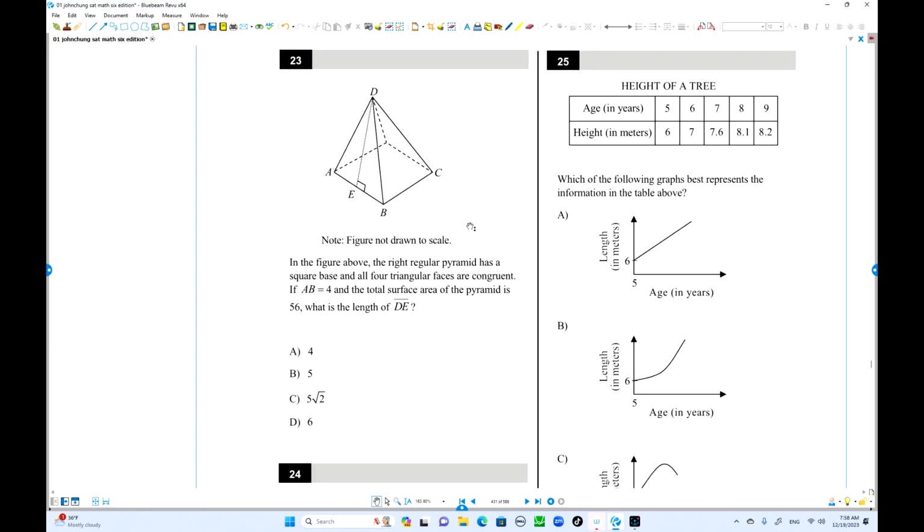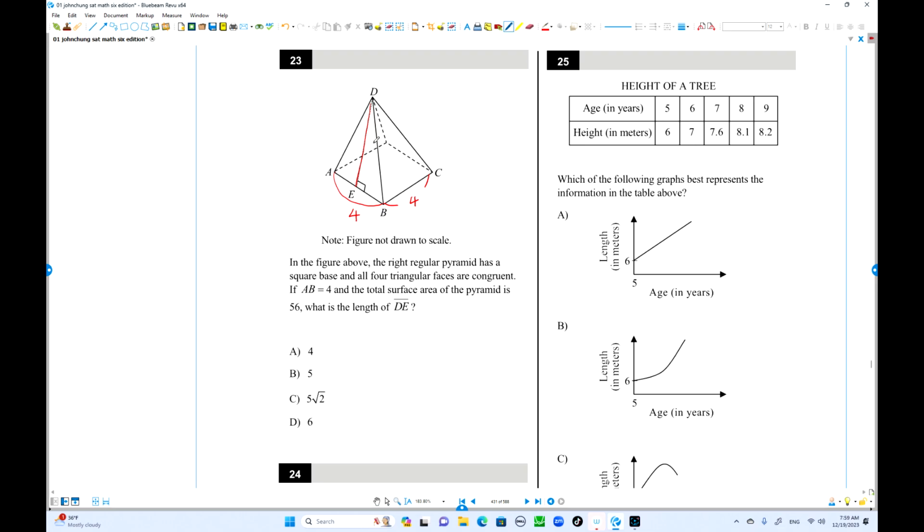Here is number 23. Okay, we have a pyramid. The length of AB is 4. This length is 4. The other side is also 4, right? It's a square. The total surface area of the pyramid is 56. Now we're going to find the length of DE, right? This is the slant height.